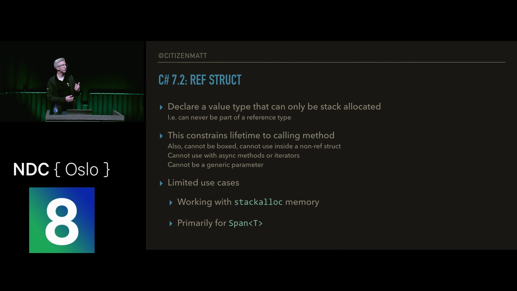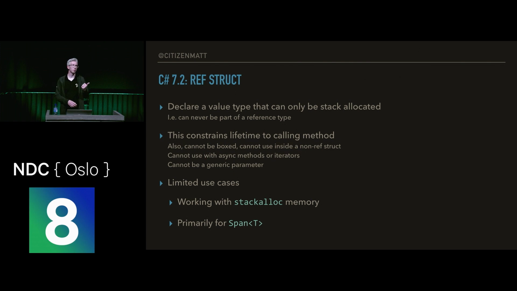So this constrains the lifetime of these value types. It also means they can't be boxed. You can't use them inside another struct if that struct is not also a ref struct. You can't use it with async methods or iterators. Can't be used as generic parameters. There's a whole bunch of limitations to it. It doesn't really make sense as to why you would do that. And so there are very limited use cases for this.